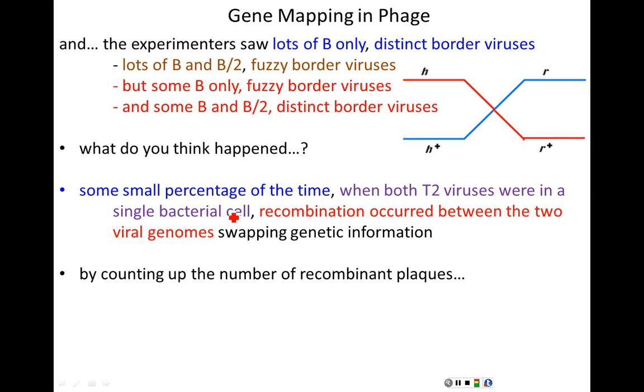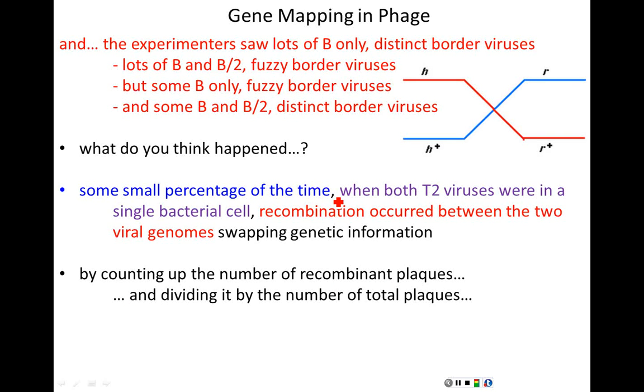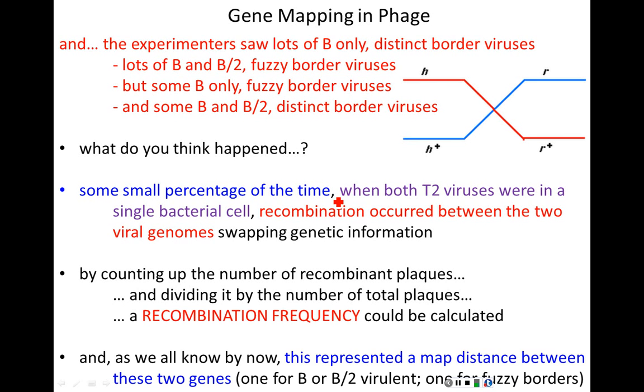Now, by counting up the number of recombination events, same as we did before, how do you count up the number of recombination events in this experiment? Well, you count up the number of B-only fuzzy-bordered plaques and B2 distinct bordered plaques, because those plaques come from recombinant viruses. So in fact, by counting up the number of recombinant plaques and then dividing that by the number of total plaques, scientists could calculate a recombination frequency between these two genes. And, as we know by now, this recombination frequency can be used as a physical map, expressing the distance between those two genes in centimorgans or map units.